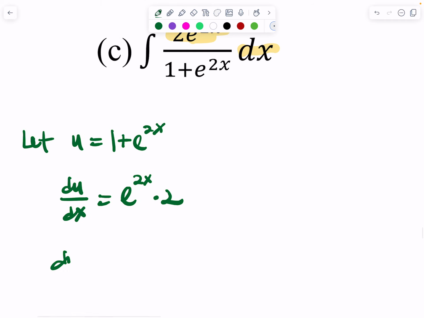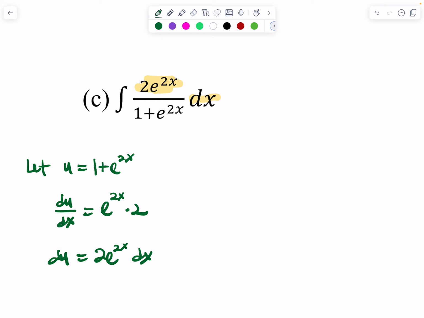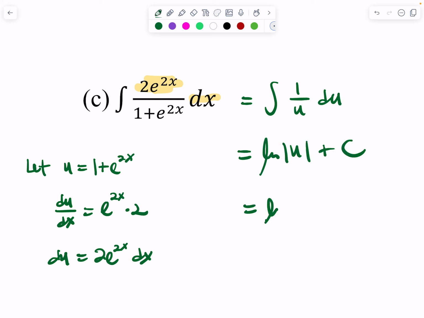But this actually works out quite nicely, and we can just replace the entire numerator and the dx with du. So then we just have the integral of 1 over u, which you do know how to integrate, du. The integral of 1 over u would be natural log of absolute value of u plus c. And then substituting the 1 plus e to the 2x back in.